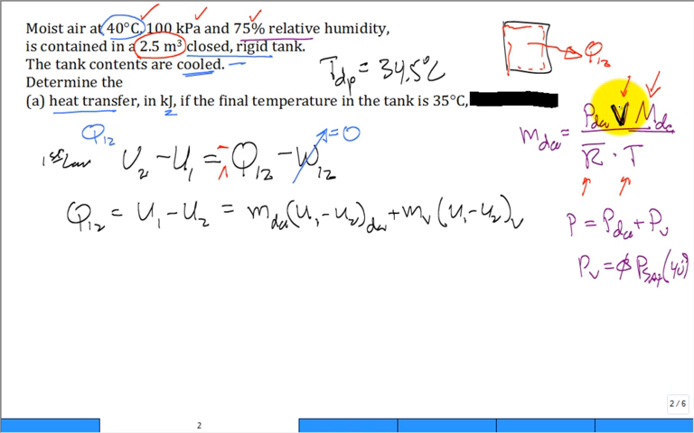Got it. All right. So this mass we calculate. How about the mass of the vapor? How do you get the mass of the vapor?